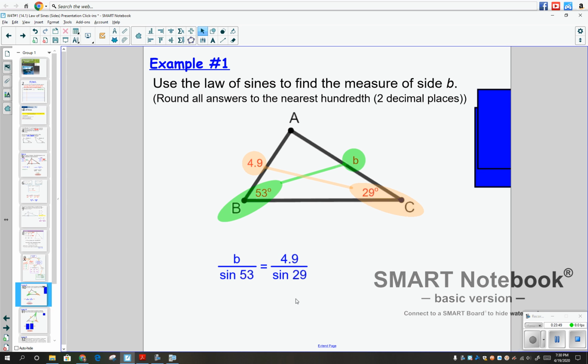I'm going to solve for B, like we've been doing all year. Clear fractions. Well, that means I've got to get rid of sine of 53 from the left side. So I'm going to multiply both sides by sine of 53.